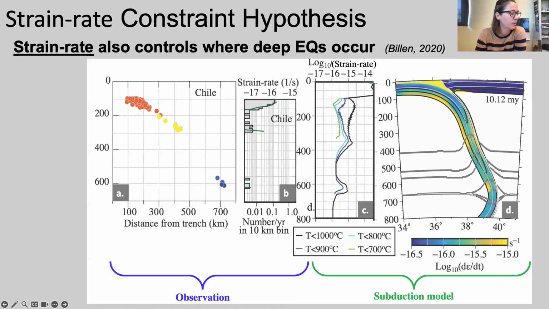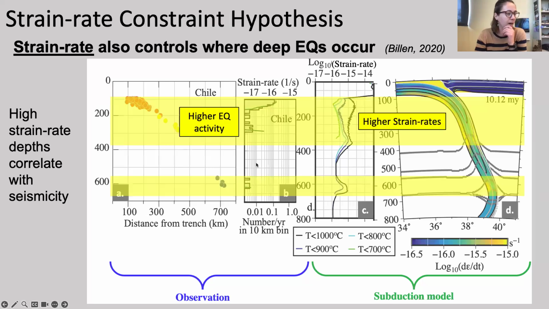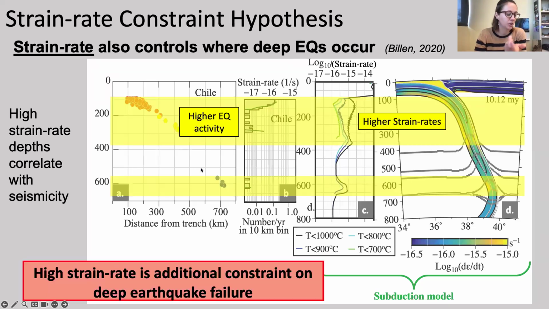And the observed earthquakes here are colored by depth. And then this histogram in the middle is just a depth profile that's counting number of earthquakes as a function of depth. And what she saw when doing this for multiple profiles was that higher earthquake activity, depths where more earthquakes were occurring, aligned with where there were higher strain rates in the numerical model. And where there were lower strain rates in the numerical model, there were gaps in earthquake activity. And so this led to the overall proposal that high strain rate is an additional constraint on deep earthquake failure.